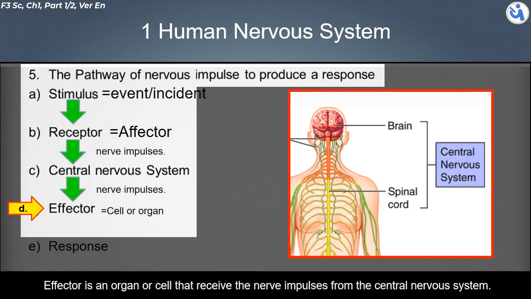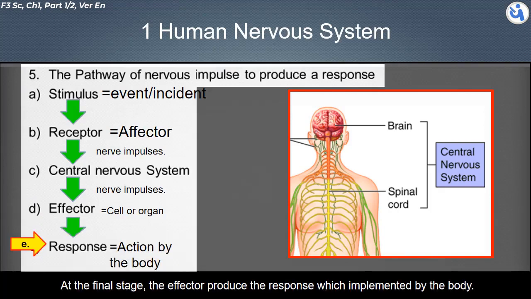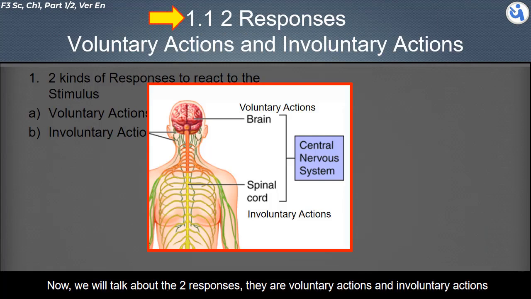Effector is an organ or cell that receives the nerve impulses from the central nervous system as the instruction set for it to respond. At the final stage, the effector produces the response, which is implemented by the body. Now, we will talk about the two responses. They are voluntary actions and involuntary actions.